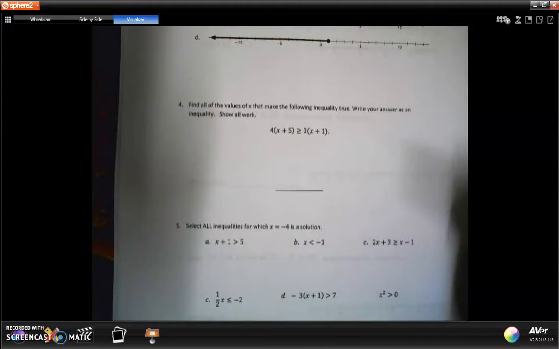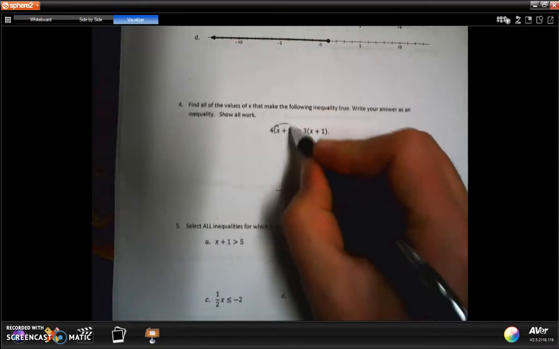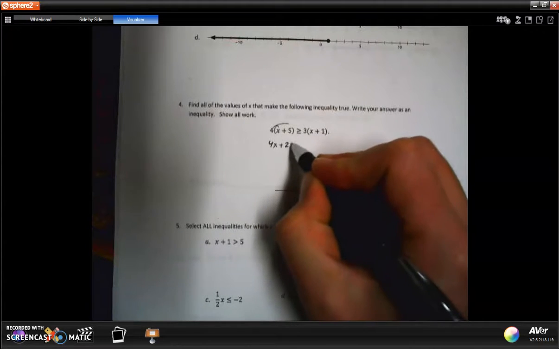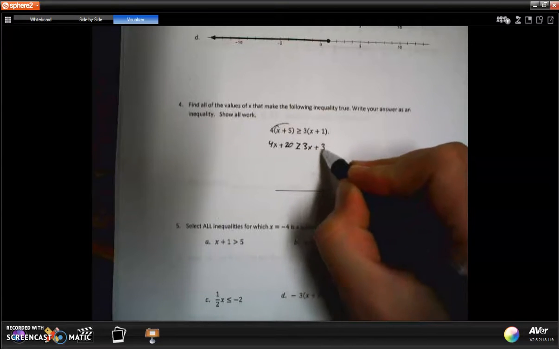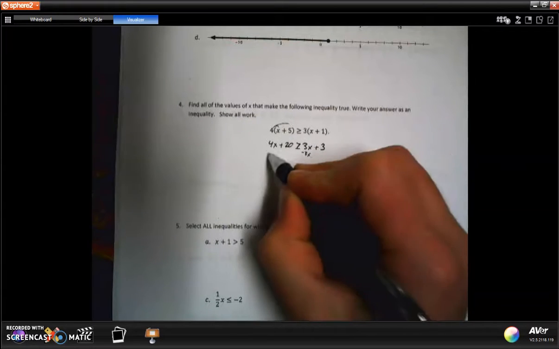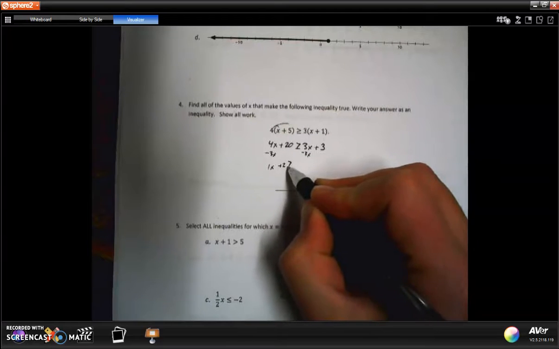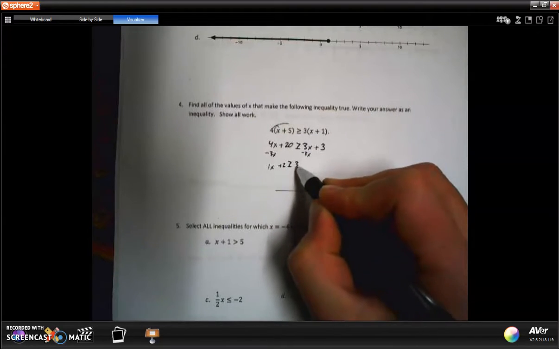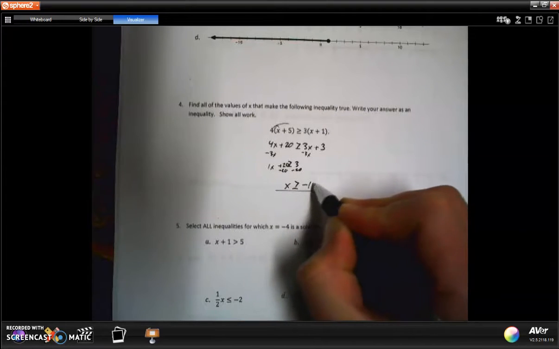Cool. Find all the values of x that make the following inequality true. I'm going to do my distribution here. 4x plus 20 is greater than or equal to 3x plus 3. Subtract 3x from both sides, and I get x plus 20 is greater than or equal to 3. I subtract 20, and I get x is greater than or equal to negative 17.